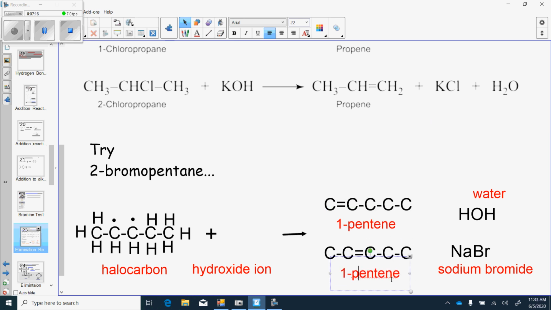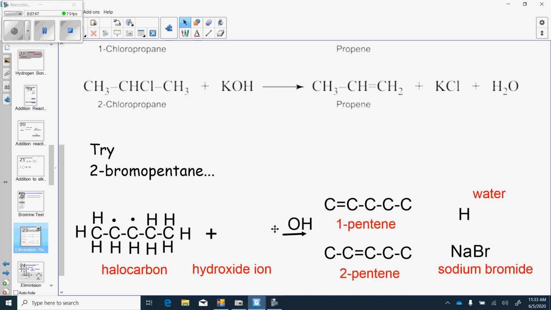So there'll always be 2 options, unless your Br is on the front. There's only one place for it to go if the Br was on my first or last carbon. But the fact that the Br was one of my middle carbons, there were 2 possibilities. So we always eliminate the Br, but we can eliminate a neighboring hydrogen. In this case, we eliminated the hydrogen to its right. In the first case, I eliminated the hydrogen to its left. Okay, so that is an elimination reaction.